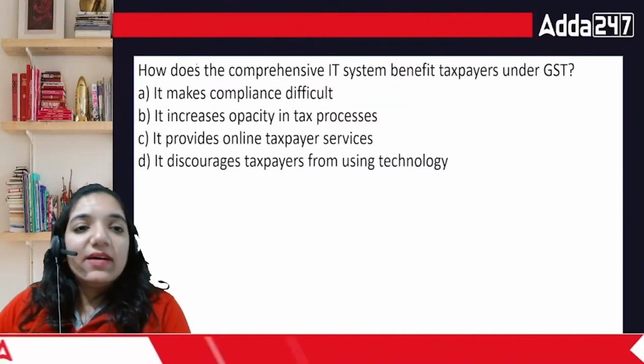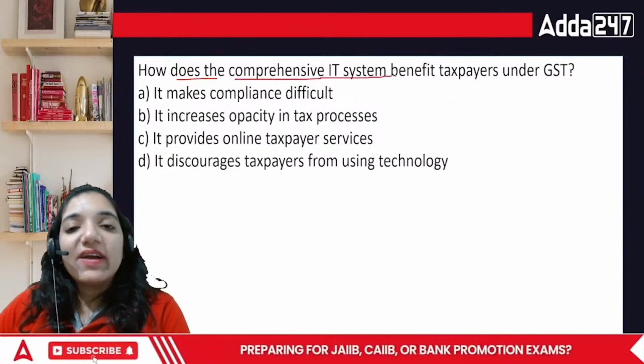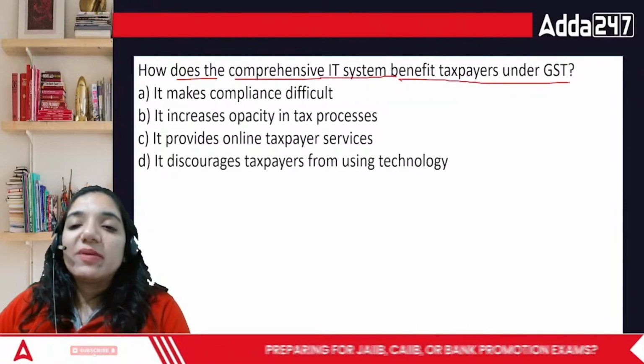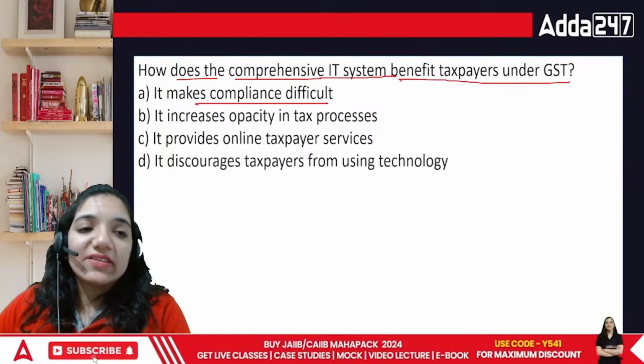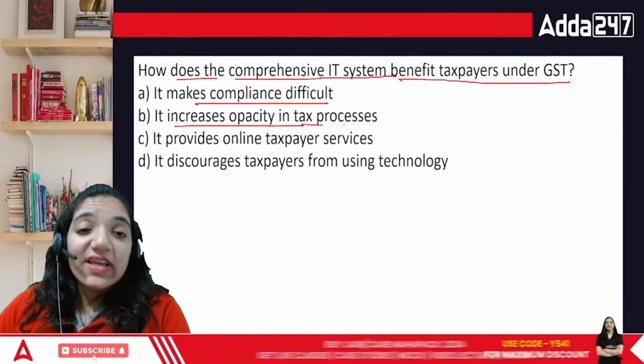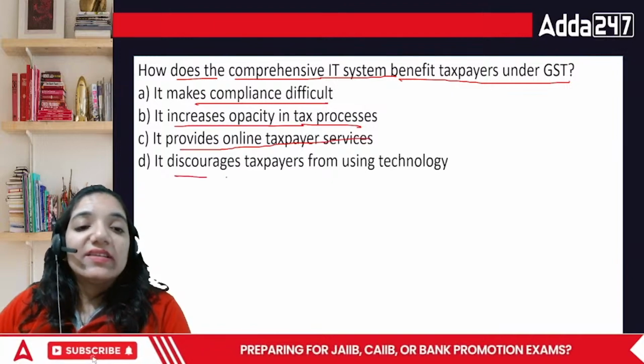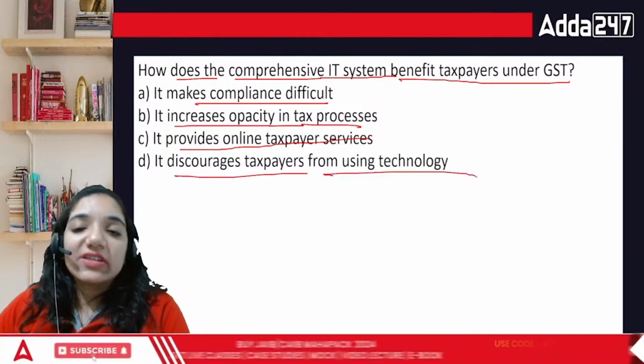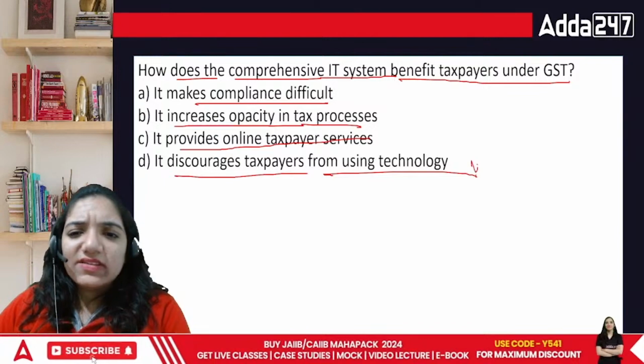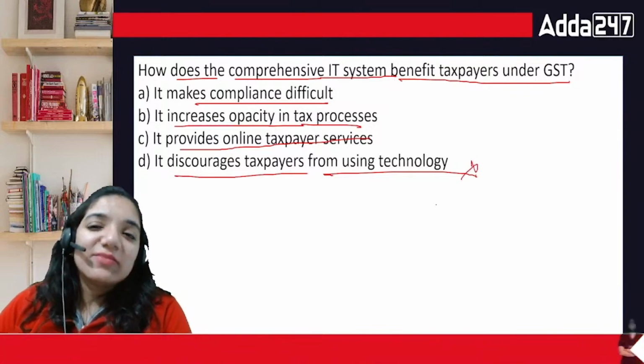How does the comprehensive IT system benefit taxpayers under GST? It makes compliance difficult. It increases opacity in tax processes. It provides online taxpayer services. It discourages taxpayers from using technology. This is definitely wrong. An IT system never does that.